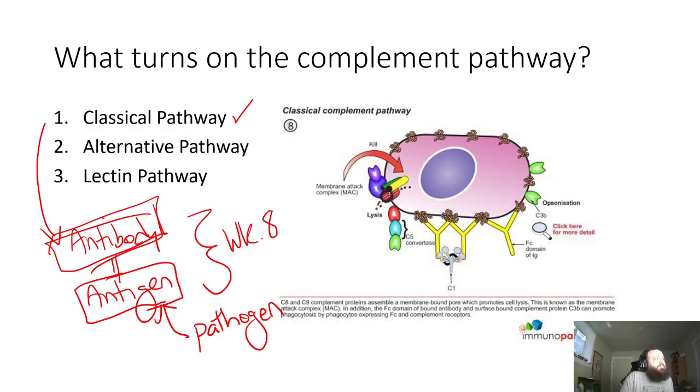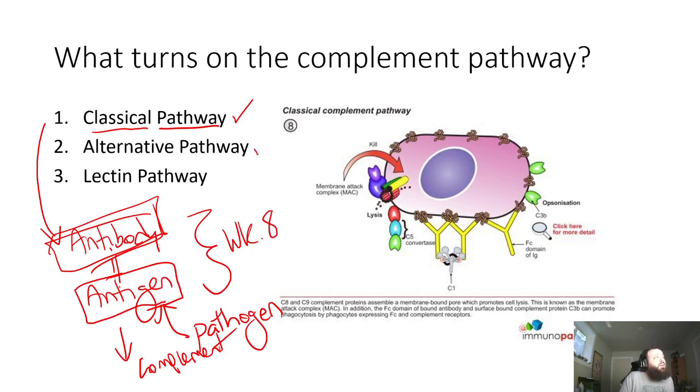And just this simple interaction of the antibody tagging the organism will trigger the activation of complement. So we get the formation of these antibody-antigen complexes, which will create the classical pathway to turn on the complement.